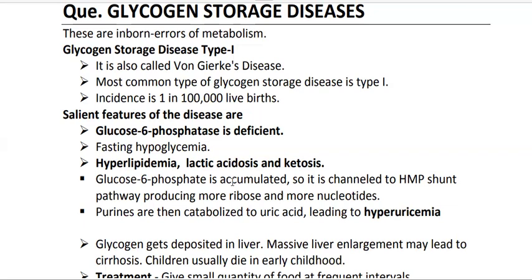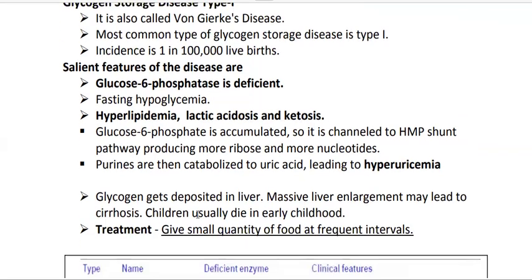Glucose 6 phosphate is accumulated, so it is channeled to the HMP shunt pathway, producing more ribose and more nucleotides. Purines are then catabolized to uric acid, leading to hyperuricemia.